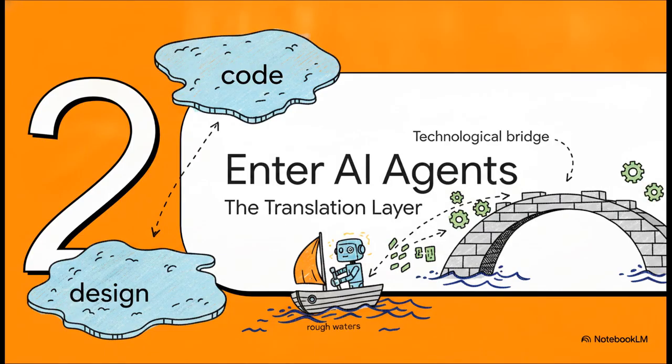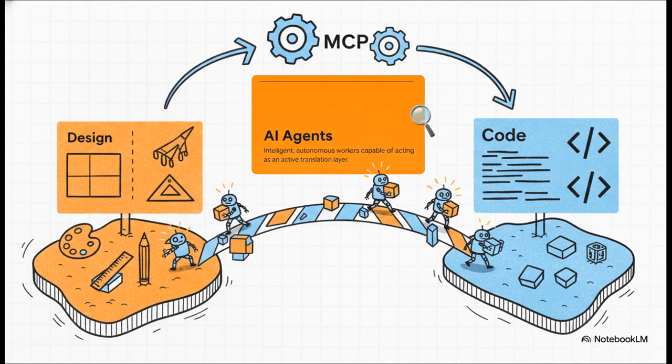Moving on to Section 2. Enter AI agents. So to fix this massive bottleneck, we really need a highly capable entity to navigate the rough waters between design and development. And this brings us to AI agents. Think of them as intelligent, autonomous workers, capable of acting as a dedicated translation layer. They are the active builders ready to cross the divide.